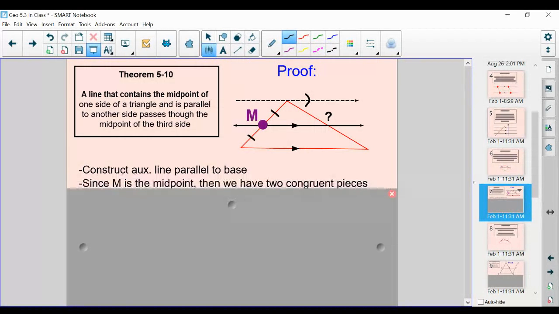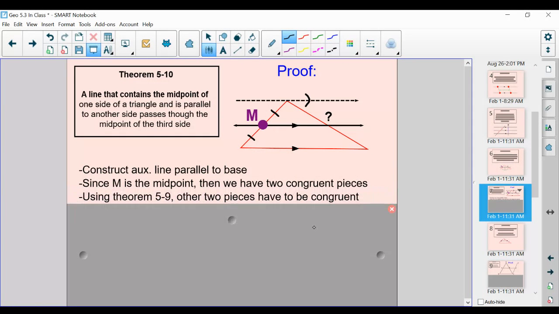Well, we also know that M is the midpoint, then we have two congruent pieces. So from that new auxiliary line going down to the base of the triangle, we're going to have two congruent pieces because M is the midpoint. From here, using theorem 5-9, the previous theorem, we now know that these other two pieces have to be congruent to each other, because if we have three parallel lines and we have a transversal going through that creates congruent parts, then we know that any other transversal going through those same lines have to create congruent pieces.